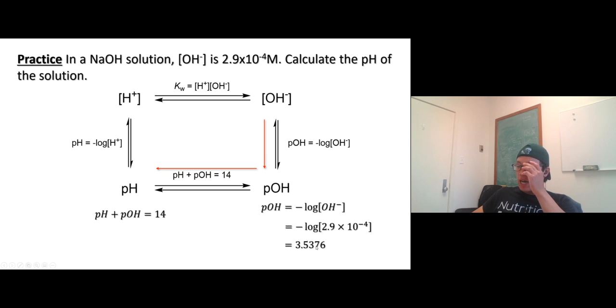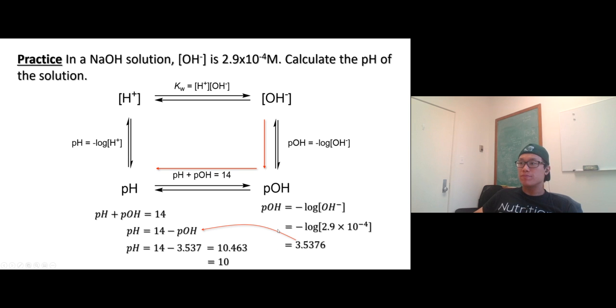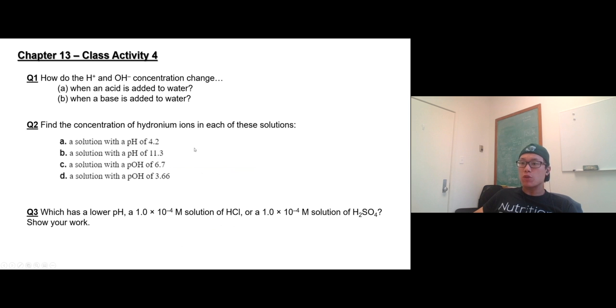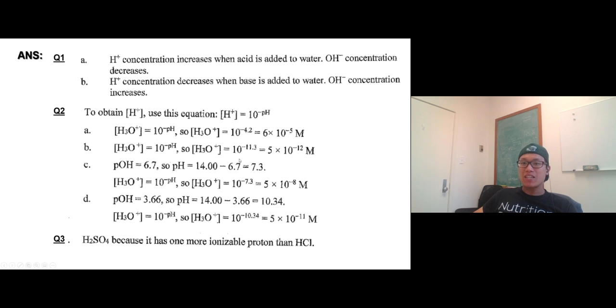Lastly, pOH relates to pH with this right here. pH plus pOH is equal to 14. Plug in, so move pOH to the right side: 14 minus pOH. Plug in there. You should get this number. With 2 sig figs, just 10. There we go. Okay, all right, that's it. Now we have class activity number 4, 3 questions, and the answer key right here.